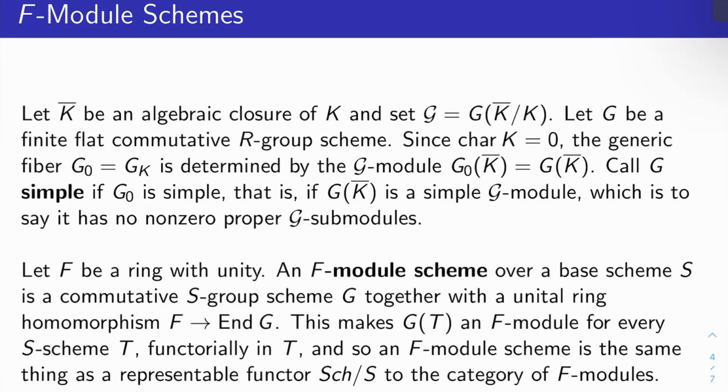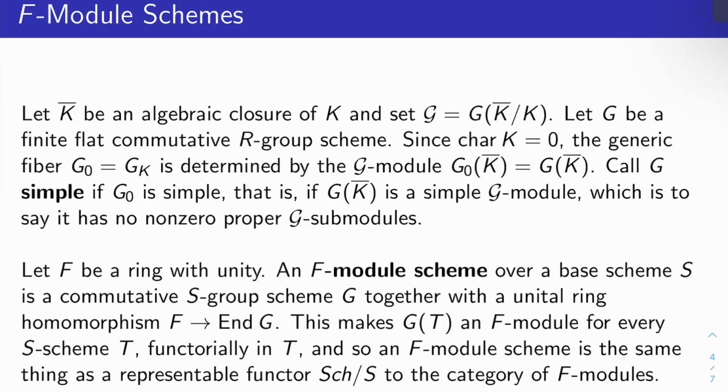Let's call G simple if G0 is simple. G will be simple if G K bar is a simple cal G module. So as a Galois module, it's just simple, okay? Which is to say, I mean, what's a simple module if you don't know that definition? It's just a module with no non-zero proper submodules, okay?